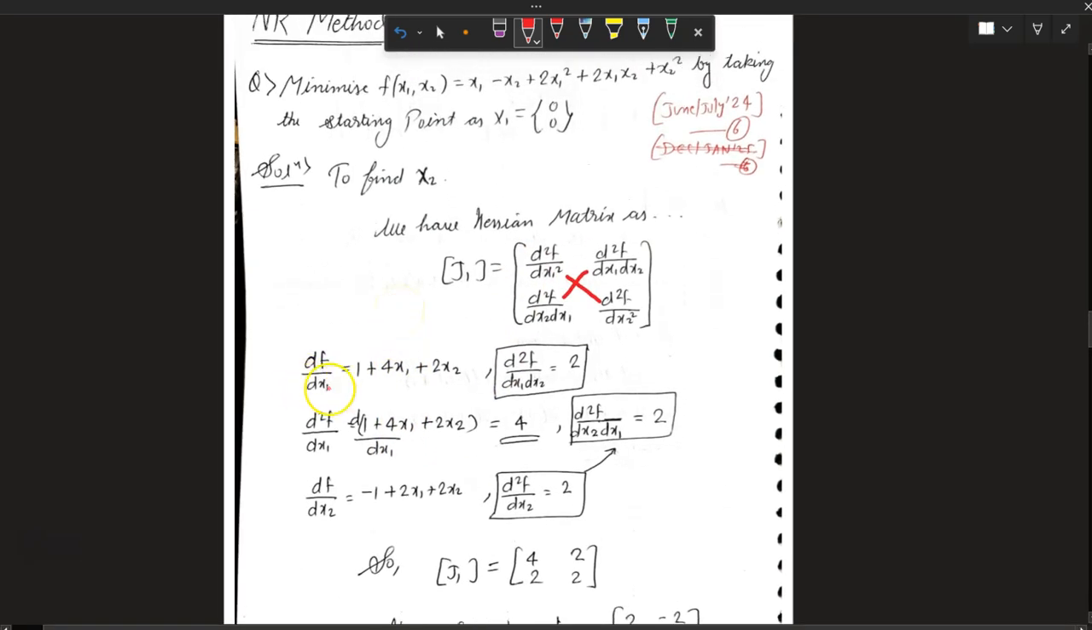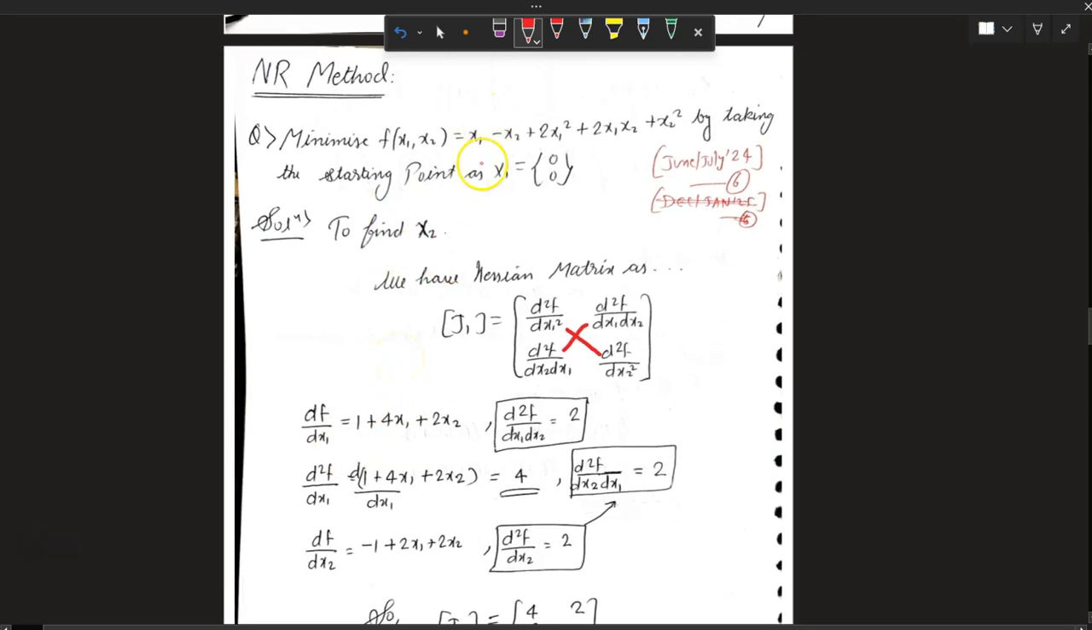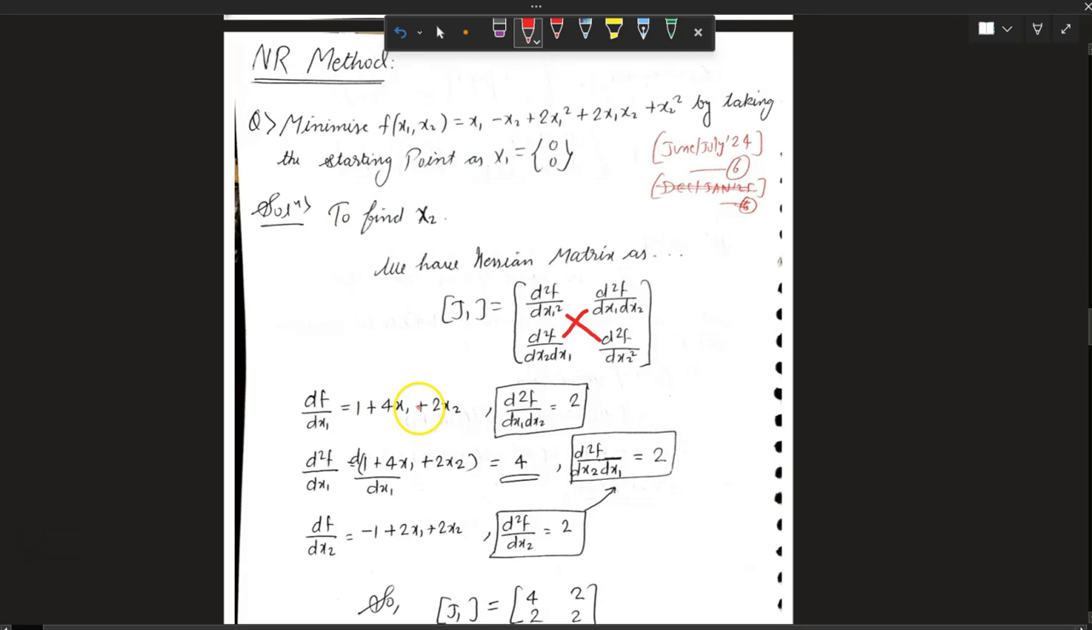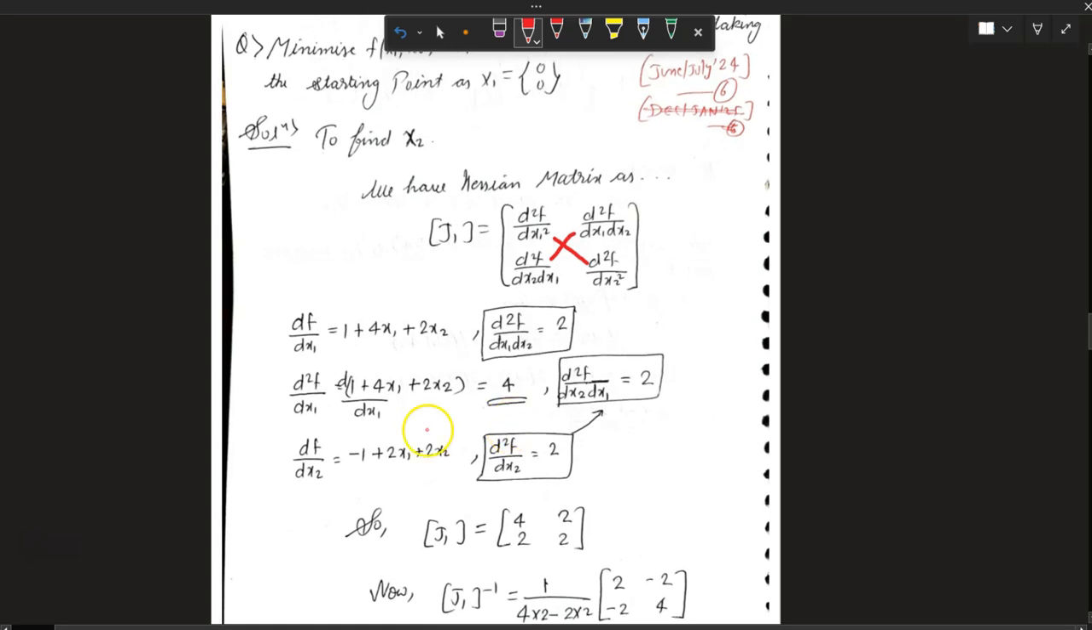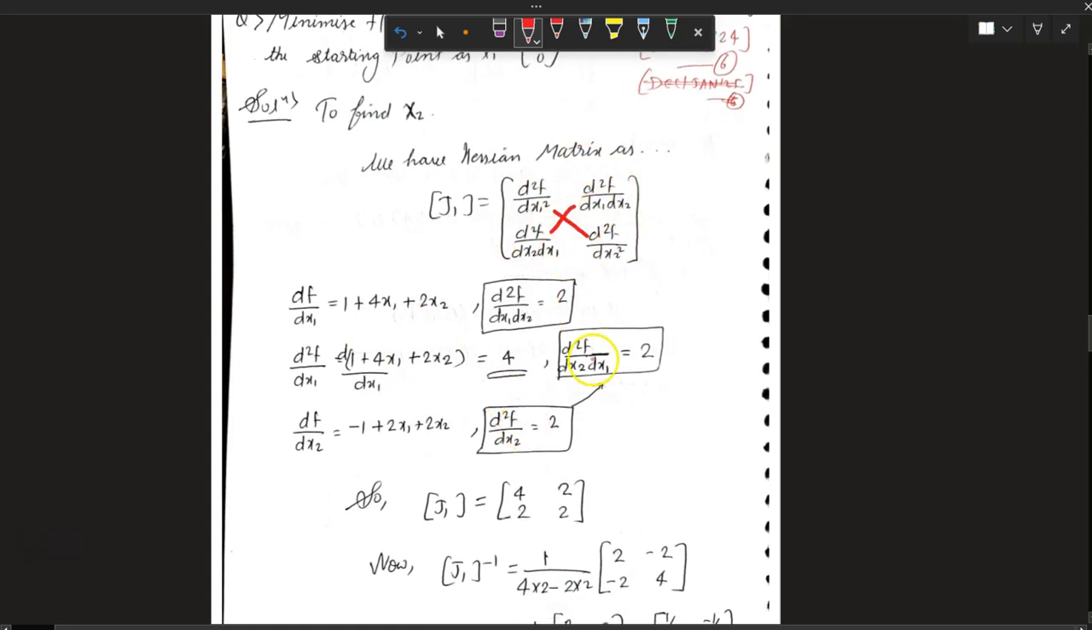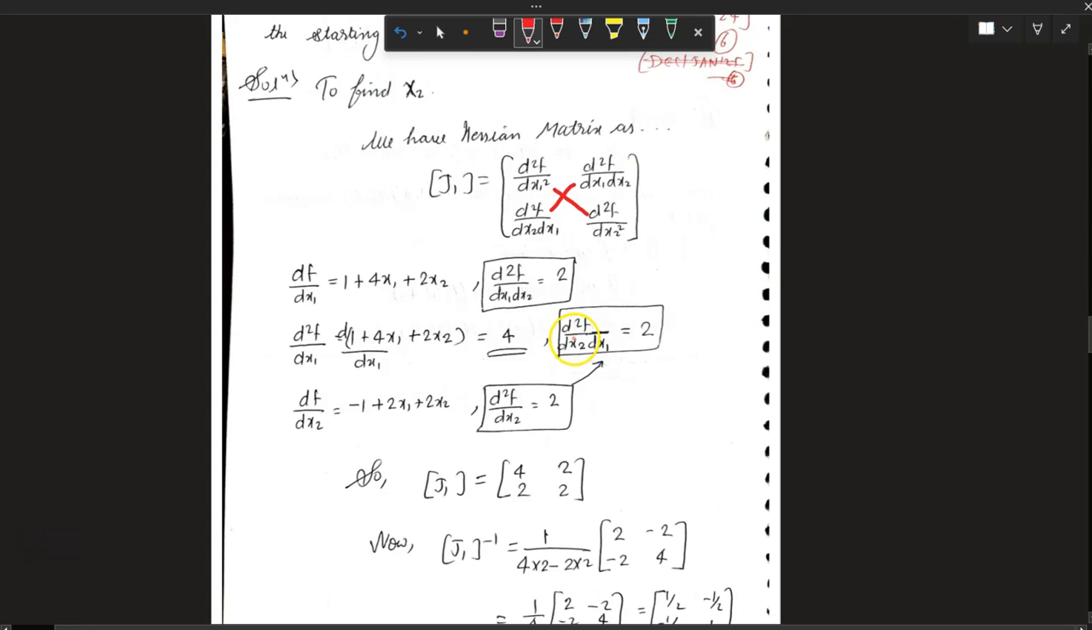First find df by dx1. Calculate df by dx1, you will get 1 plus 4x1 plus 2x2. Likewise, calculate d square f by dx1 dx2 by differentiating this with respect to x2. You will get 2 only. Now calculate d square f by dx1 square, differentiate this again with respect to x1, you will get 4. Likewise you have to differentiate for all the values and put the values in this Jacobian, that is the Hessian matrix.